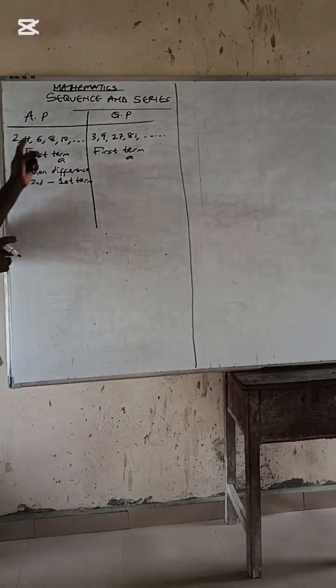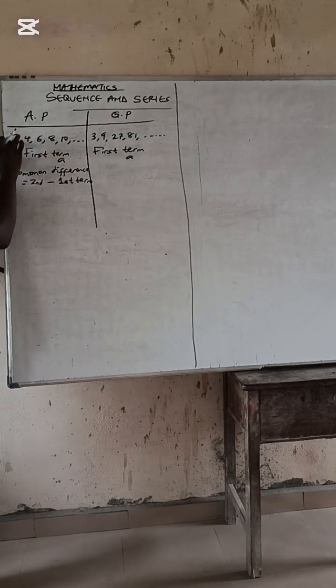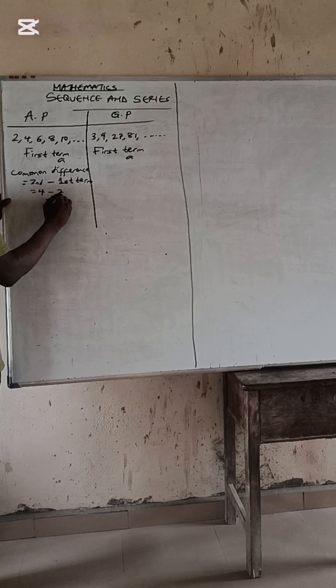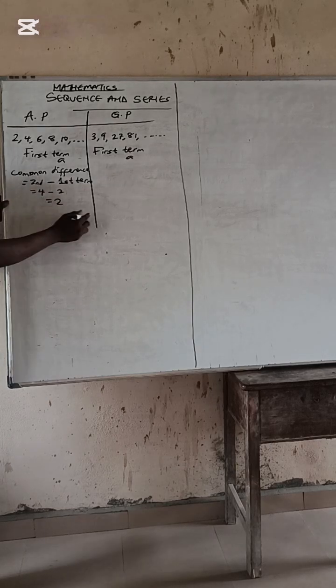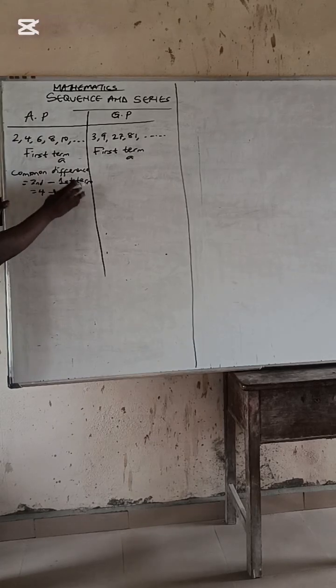Or we say we subtract the second term from the third term, or we subtract the third term from the fourth term, and so on and so forth. Now, if I'm to look for the common difference of this sequence, that means I'm subtracting 2 from the second term, which is 4, which gives 2. So at the end of the day, the common difference, the rate at which this sequence is moving, is at an interval of 2.